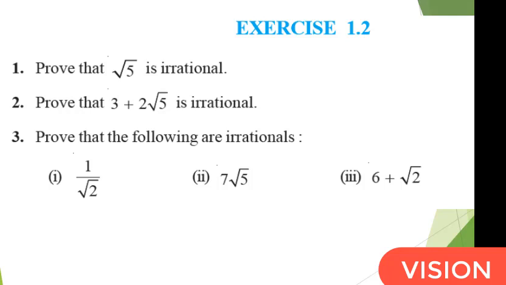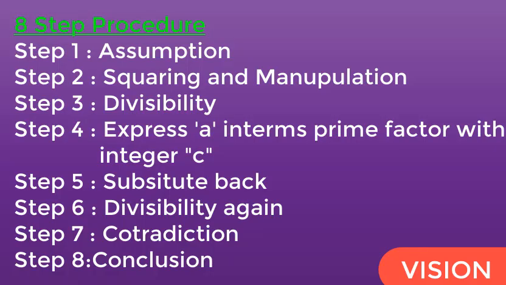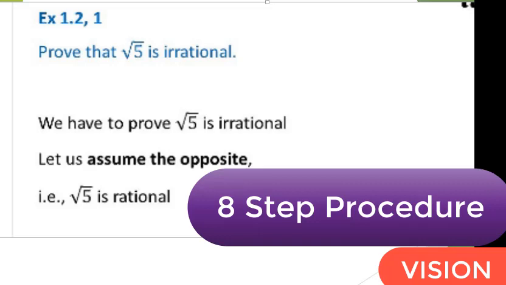Already we know that root 5, some number inside the root, is categorized under irrational. We have seen this in the introduction part itself, but we have to prove it based on mathematical concepts. Let me enter into the first problem. In this unit, to solve the problem, finding the irrational has 8 steps. One by one we will see each step: how to prove the given number is irrational.